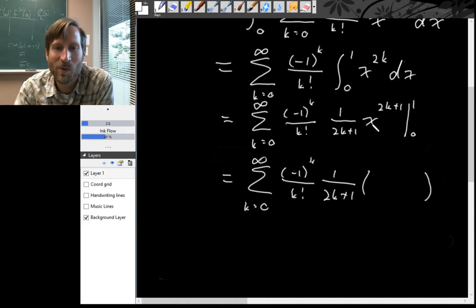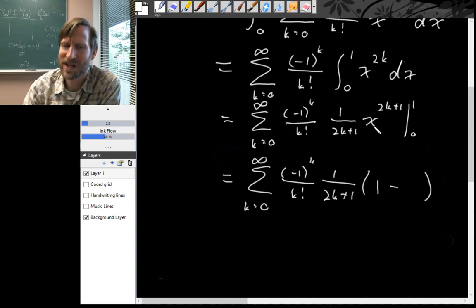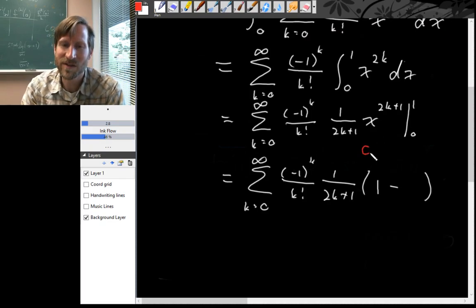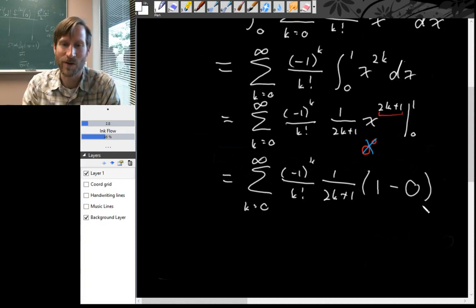Let's see, when you plug in a 1, you get 1 to the 2k plus 1, and 1 to any power is 1, minus 0 to the 2k plus 1. We have to be a little careful here because if we ever ended up with 0 to the 0, that would be a problem because 0 to the 0 doesn't make any sense. But this exponent, 2k plus 1, is always at least 1. So 0 to the 0 never actually happens. We're always getting 0 to some positive exponent, and that's always 0.